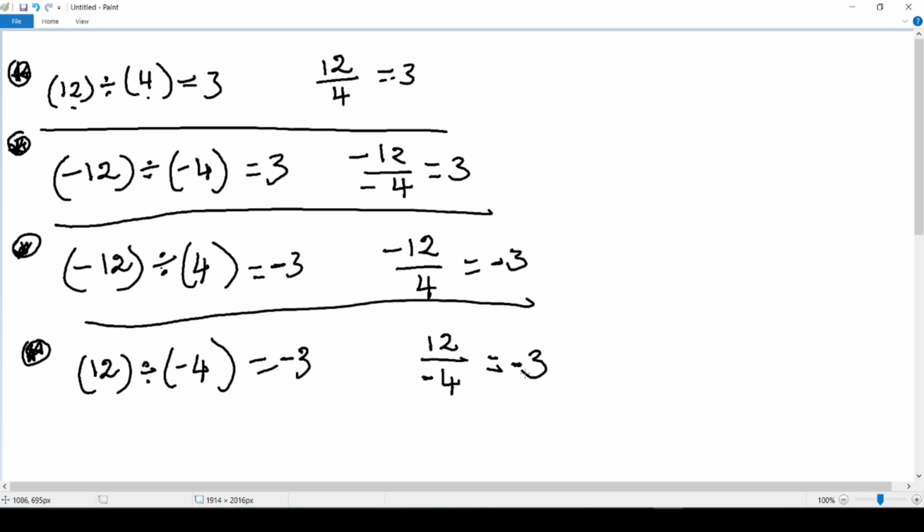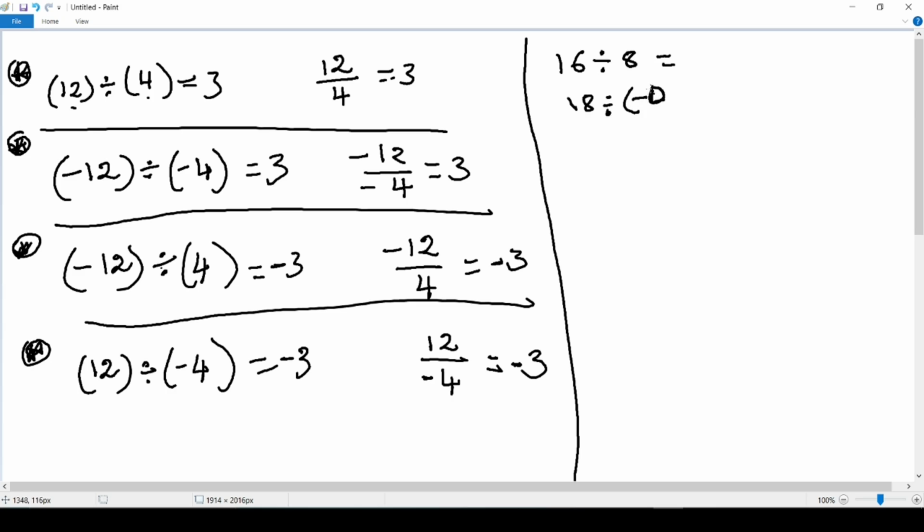So let's do some more examples. 16 divided by 8, 18 divided by -9, -21 divided by -3, -9 divided by 9. For these, you can pause the video and try them before we continue.